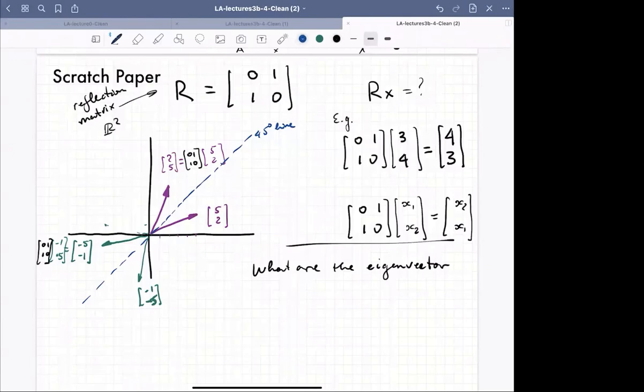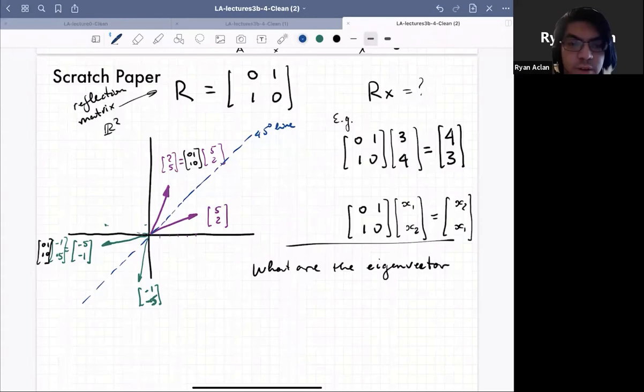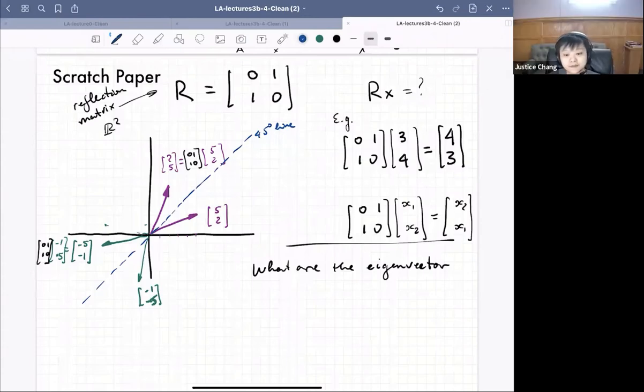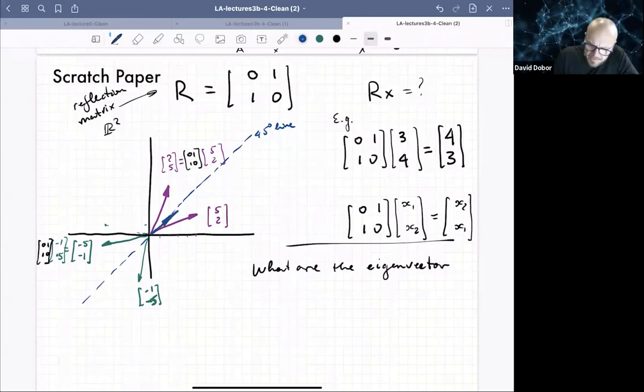Okay. Can somebody help me out? Would it just be like 1, 1? Oh, sorry. Yeah. 1, 1, 1. It would be one of them. Okay, so anything in this line.